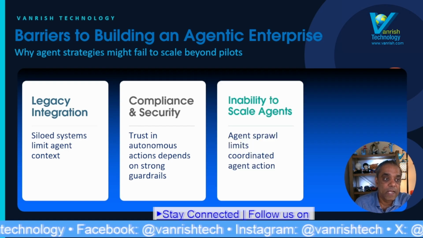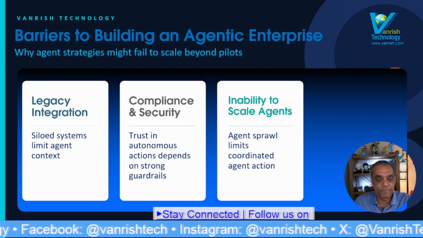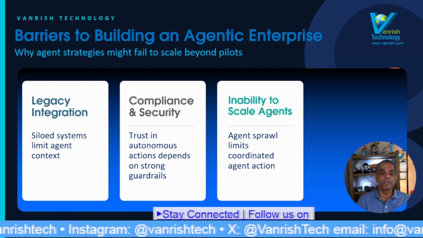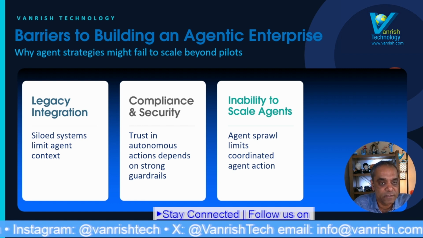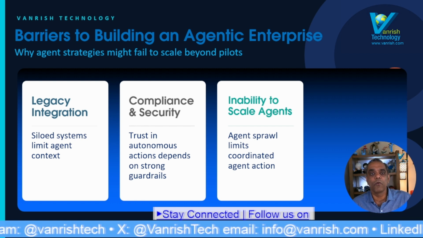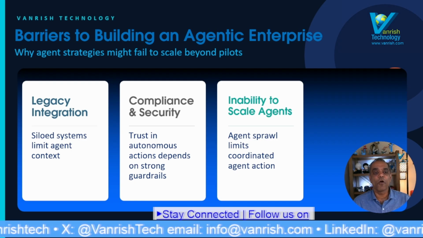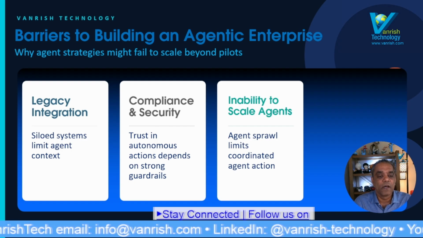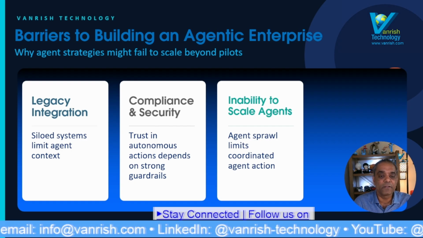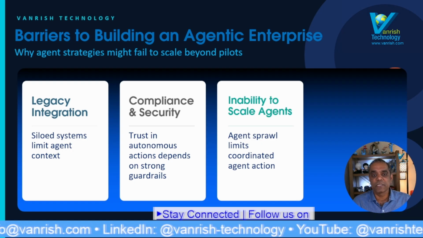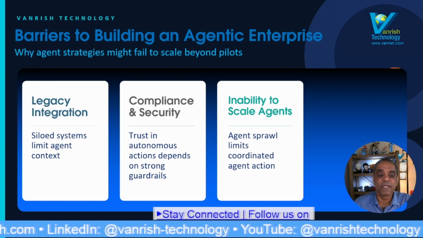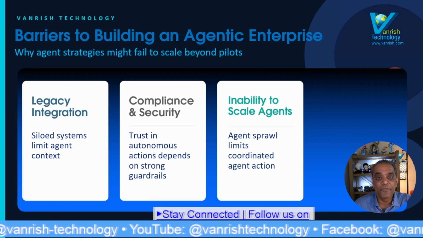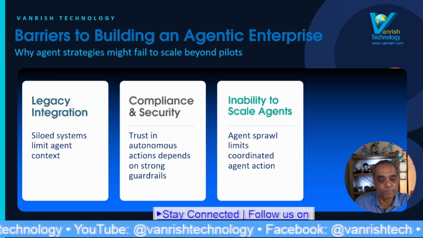Third one is the inability to scale agents. What does it mean? What starts as a few promising pilots quickly turns into an explosion of disconnected agents. You start working on one agent, and now you're not getting real information, you're getting disconnected information through the agents. That creates a lot of confusion and hallucination within your agents. Without orchestration they can't collaborate or reuse their maximum capability, and that also impacts the end-to-end workflow.